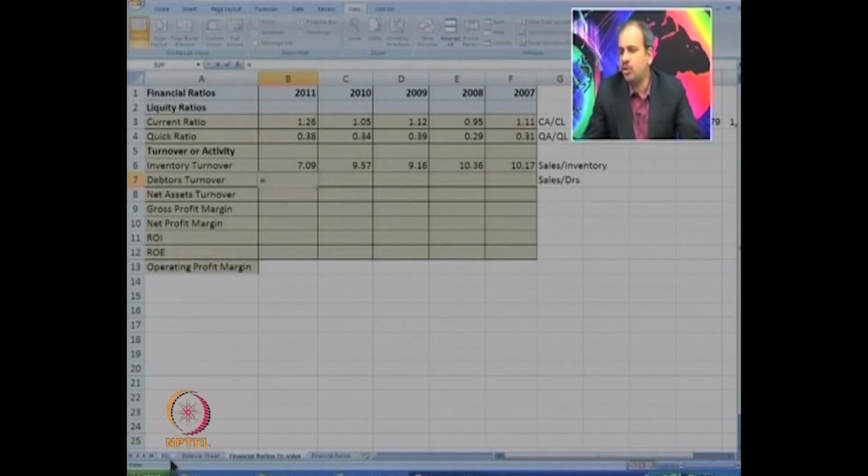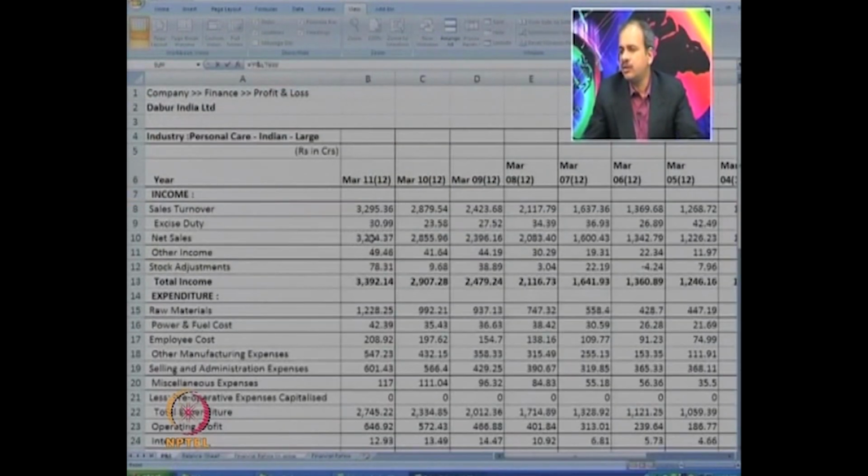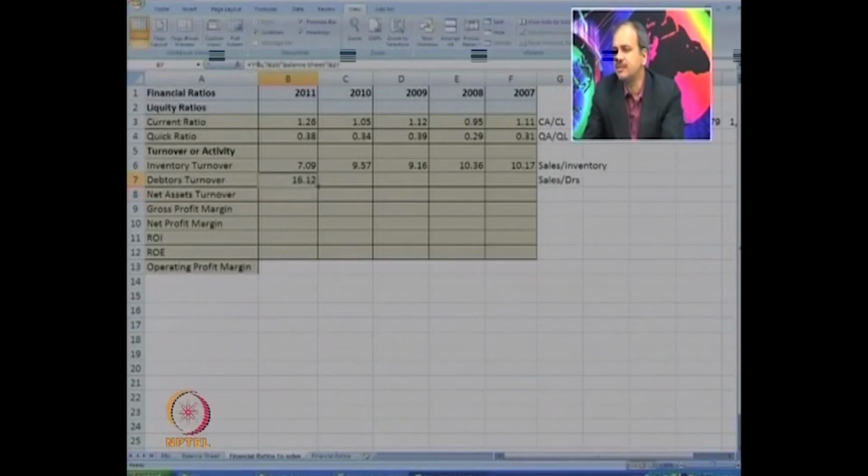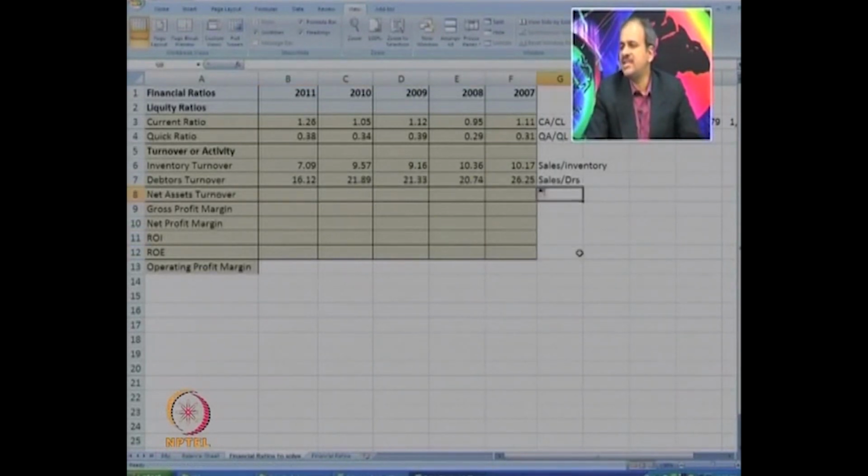So, again we will go to the profit and loss account. We have picked up net sales divided by the figure of debtors. So, you can see the ratio was as high as 26 in 2007. It has gone down to 16. Is it a good or bad sign?